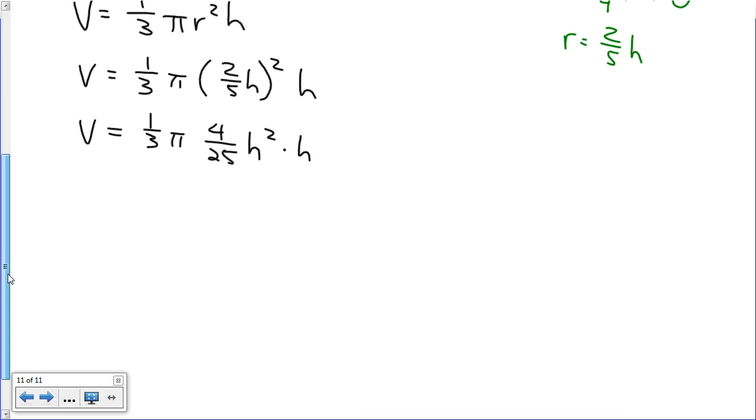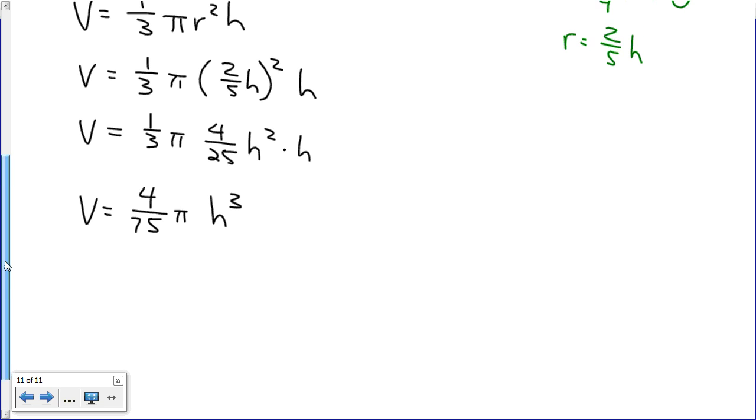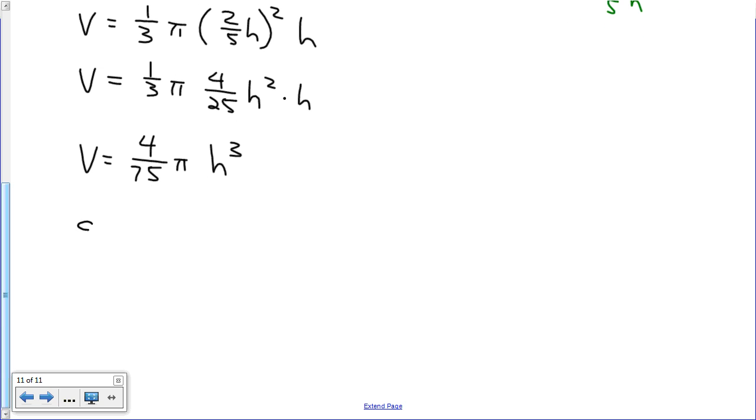And let's just rewrite that one more time here. Let's put this whole constant part together here. I end up with, I guess I'll write it as 4 over 75 pi. That's a constant, 4 pi over 75, times h cubed. There we go. So now I just have a constant times my function there on the right side. So we want to take the derivative of this thing with respect to time.